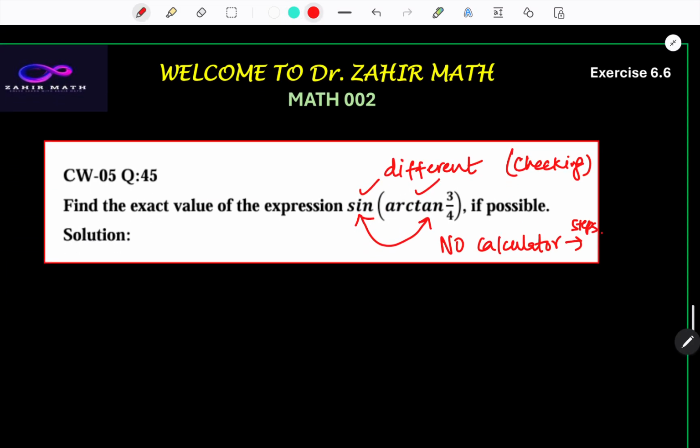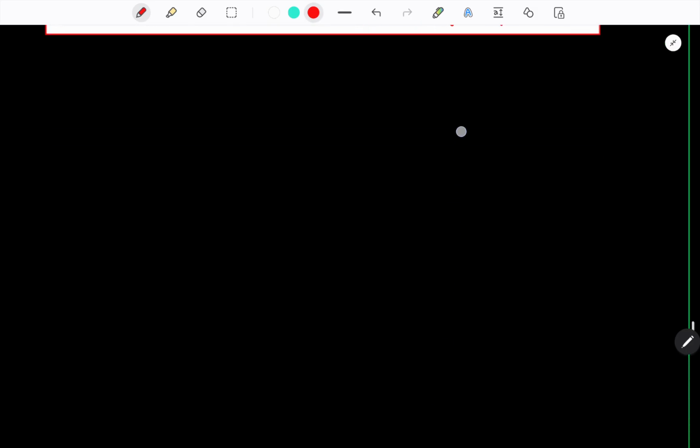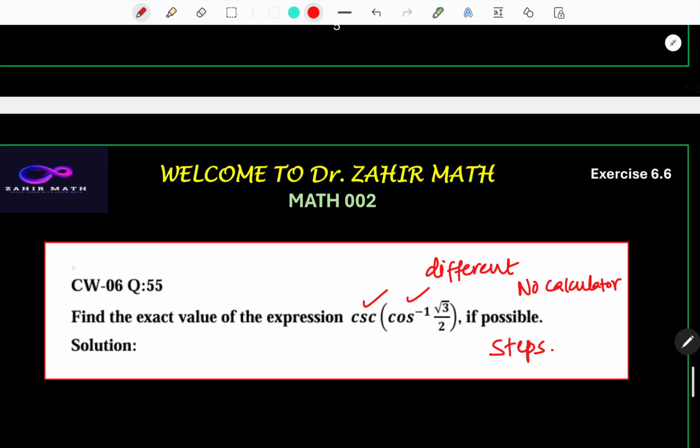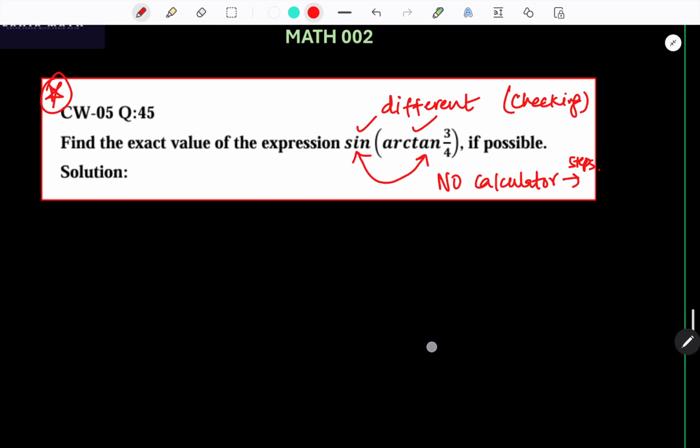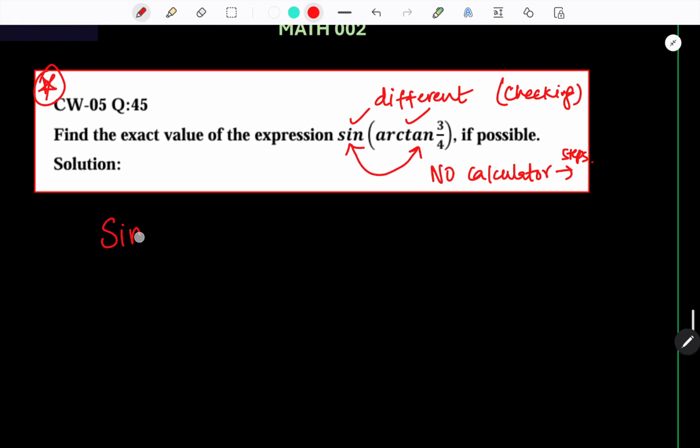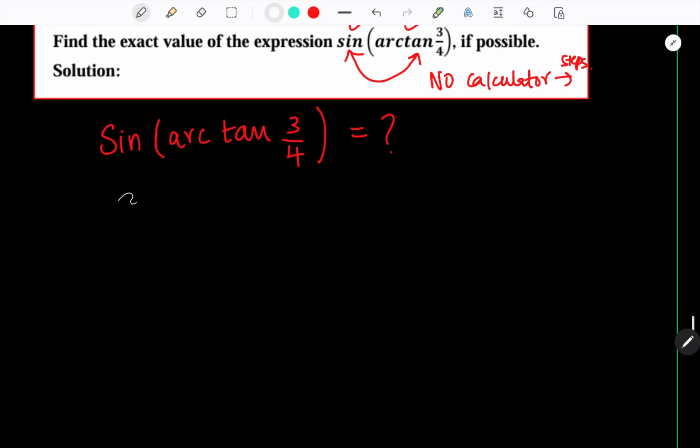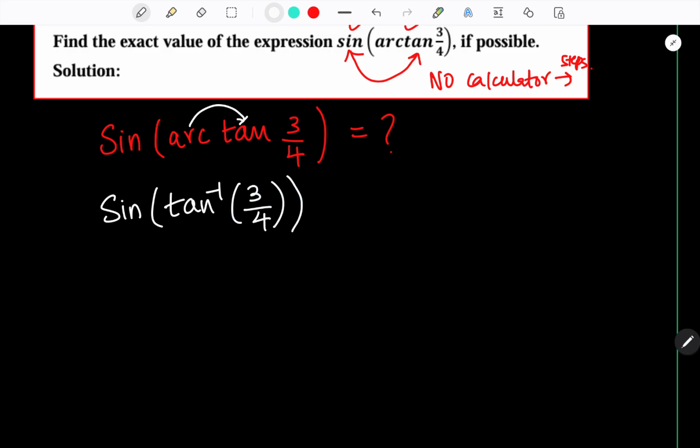Now these questions are important for the exams, so you need to concentrate more. Let's go to the question. What is the question? Sine, arc tan 3 by 4, they are asking. Let me start. This can be written as sine of arc, which is for this tan, so tan inverse 3 by 4.